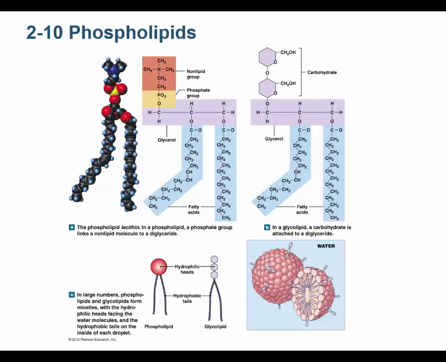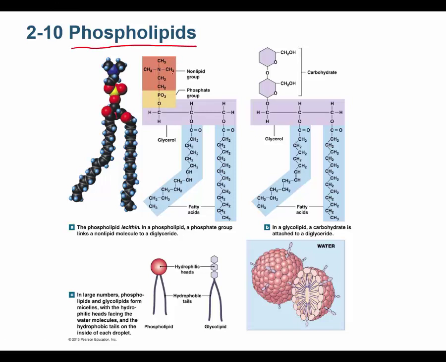Now we do have a problem in biology, and that is this. Lipids compose our cell membranes. And there's water outside the cell and there's water inside the cell. Well, lipids are hydrophobic. How could that possibly be? Well, the answer is this. The answer is we make these phospholipids.